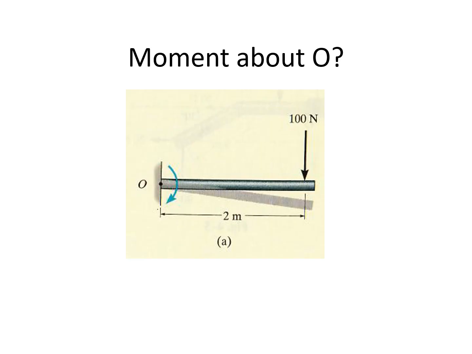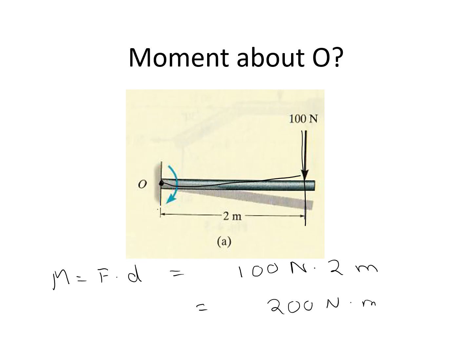So let's take a look at a couple more examples. If we want to calculate the moment about O created by this 100 Newton force, the moment is equal to the force times the distance. Our force is 100 newtons, and our perpendicular distance from O to the line of action of that force is 2 meters. So we multiply that by 2 meters and we get 200 Newton meters. The force is pushing down, so it's tending to pull this rod down, which is a clockwise rotation, and so that will be negative. So the moment is negative 200 Newton meters.